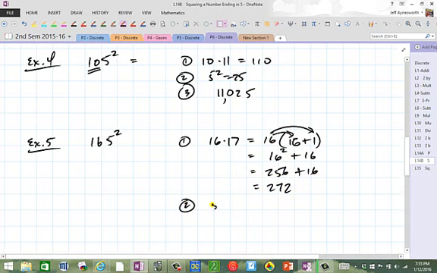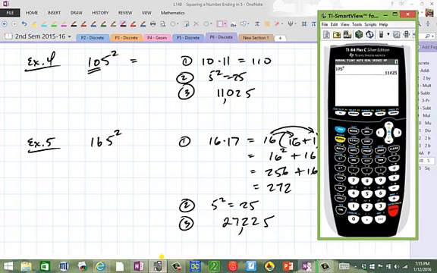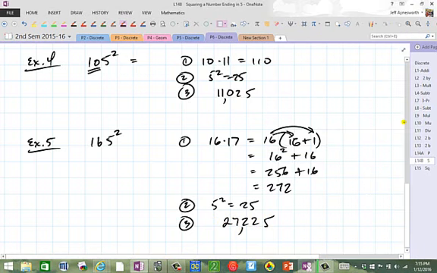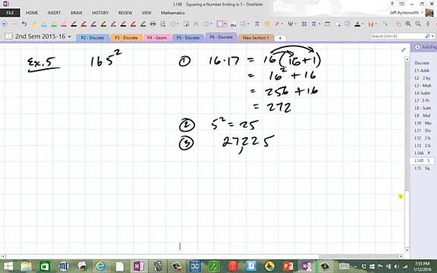Step 2, 5 squared is always 25. So you know you're always going to attach 25 to it. Always. So when you compose the results, 27225, put a comma in, 27,225. Let's check it. So we take 165, square it. Look at that, 27,225.